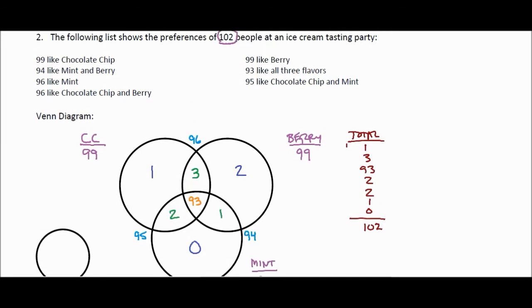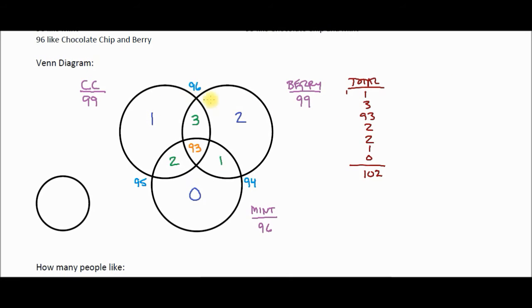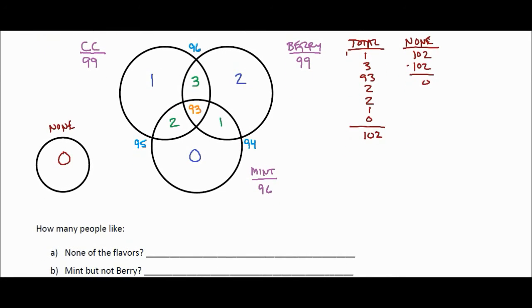Looks like, class, on this survey, if 102 people were surveyed, every one of them answered that they had an ice cream preference. Nobody said, hey, I don't like any of them. So on your totals over here, how many are in the category none? We've got 102 people surveyed, 102 people accounted for in the circles. Our none circle is actually none. Everybody answered the survey.